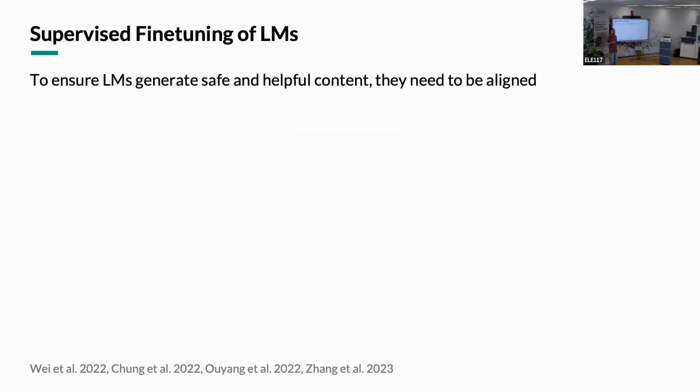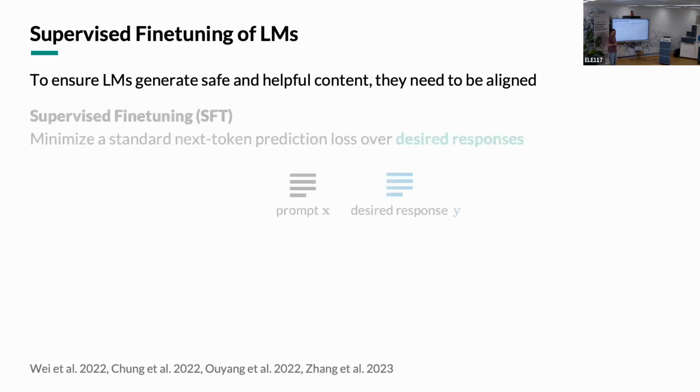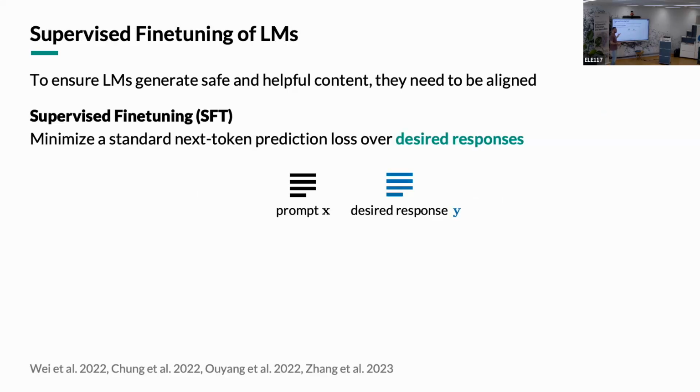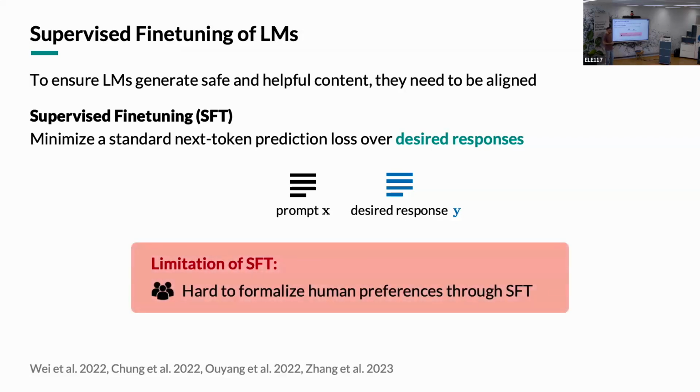And this is done through some fine-tuning process. One straightforward way to do so is supervised fine-tuning. You collect a set of labeled examples, which are pairs of prompts and high-quality desired responses, and you just minimize the standard next token prediction loss, the cross-entropy loss over these responses. Now, the simplicity of this approach is very appealing. However, it does come with its limitations.